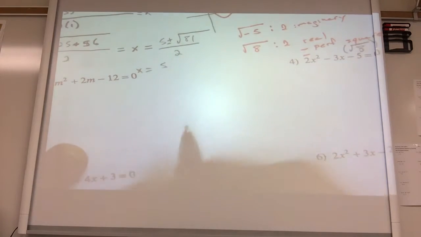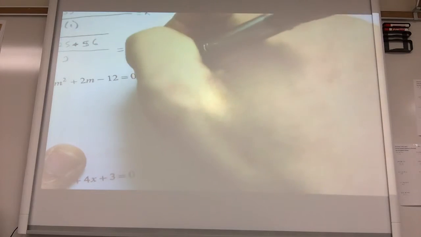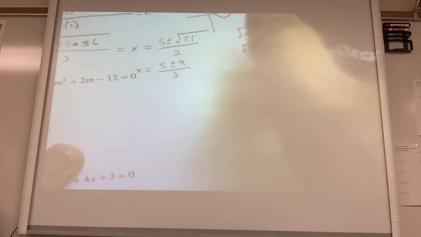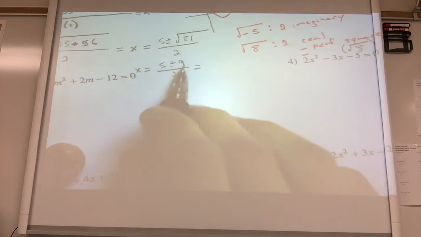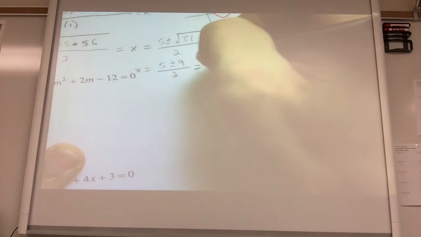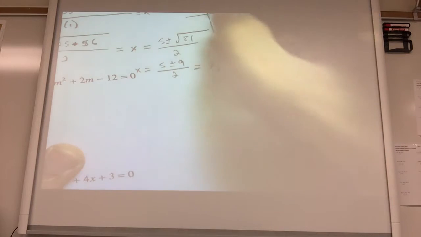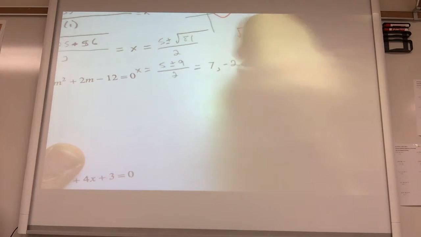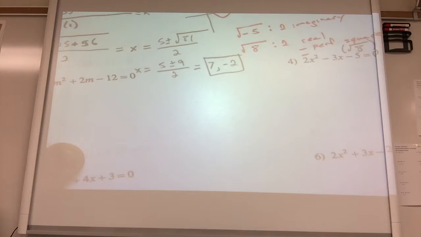So 5 plus or minus the square root of 81, which is 9, over 2. So my two answers are going to be x equals 5 plus 9, which is 14 divided by 2, so x equals 7. Or x equals 5 minus 9, that's negative 4 divided by 2, which is negative 2. So x equals 7 or x equals negative 2.